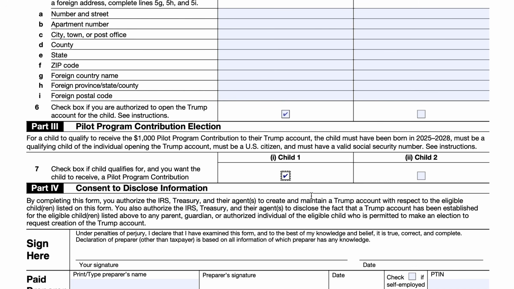So right now, the most attention is probably placed on the decision to open a Trump account and then qualify for the pilot program contribution election. You don't have to file this with your tax return. If you decide to file this by mail at a point after you file your tax return, then you can mail it to the IRS. Simply follow the mailing instructions located in IRS Form 1040 instructions. So based on what state you live in, that would determine which address you mail your completed 4547 form to.